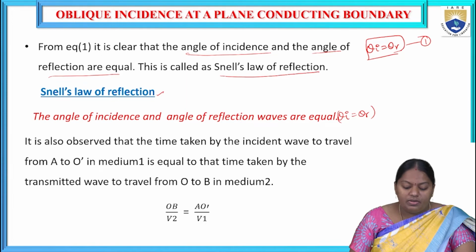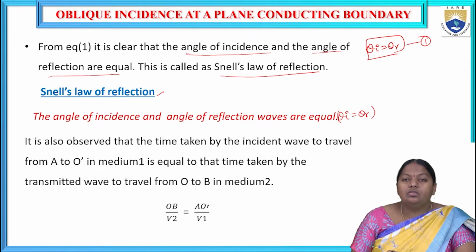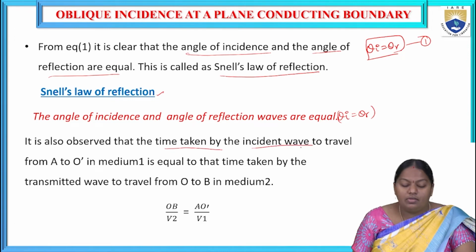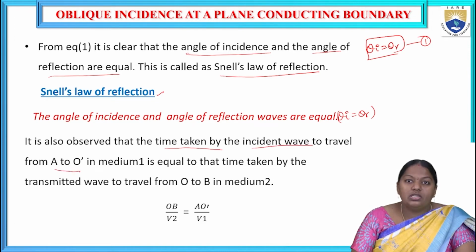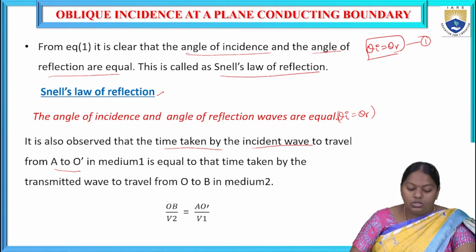Now from the previous diagram, it is also observed that the velocities of the two waves in medium 1 are the same. Then from those velocities we can say the distances traveled by the two waves are the same. Now if the distances are the same, the time taken to reach that distance is also the same. So it is also observed that the time taken by the incident wave to travel from A to O dash in medium 1 is equal to the time taken by the transmitted wave to travel from O to B in medium 2.